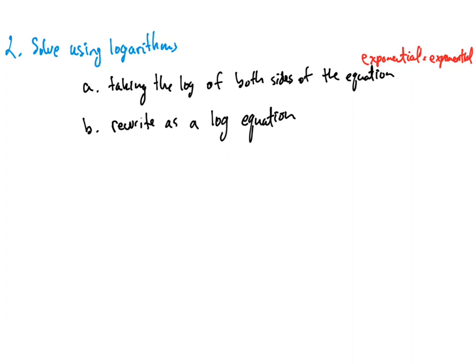And we will most often rewrite as a log equation when we have one exponential equal to a constant, or more precisely, let's say, not just a constant, but some other type of polynomial expression. So that could be a constant like a number, or it could be something linear like 3x plus 2, etc. So we'll see both examples here.